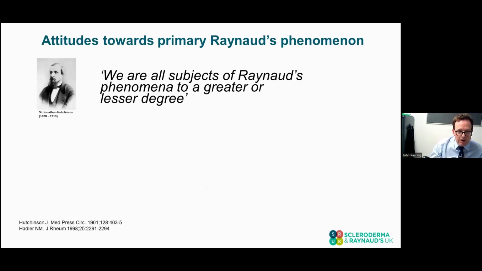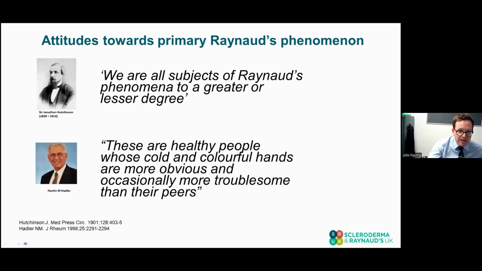So it's not just about wearing gloves and maintaining the temperature of the fingers, but maintaining the temperature within the core itself. And this has led people to comment that we're all subject to Raynaud's phenomenon to a greater or lesser degree. And some people have even questioned the very existence of primary Raynaud's, saying these are healthy people, but the way their fingers respond to cold is just more obvious and more troublesome than in other people.